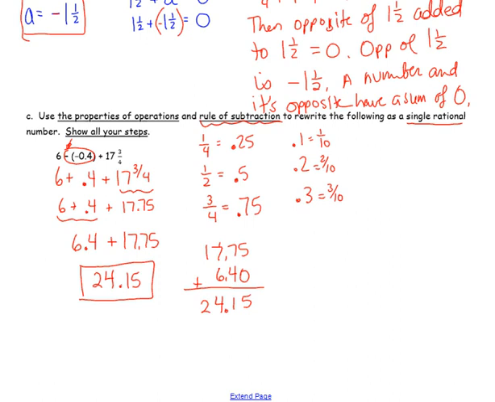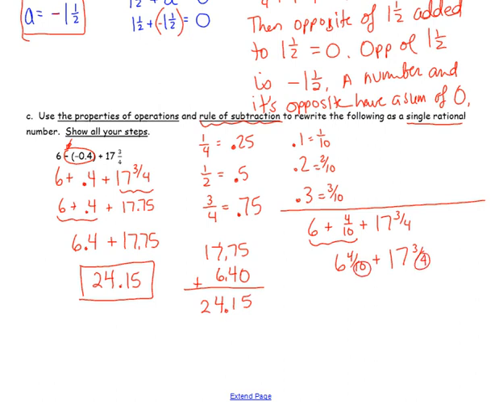If you prefer fractions, your answer would have looked like this. 6 plus 4/10 plus 17 and 3/4. 6 and 4/10 plus 17 and 3/4. The common denominator for 10 and 4 is 20. Rewrite your fractions. Times 2 times 2 is 8. Times 5 times 5 is 15. So we have 6 and 8/20 plus 17 and 15/20.